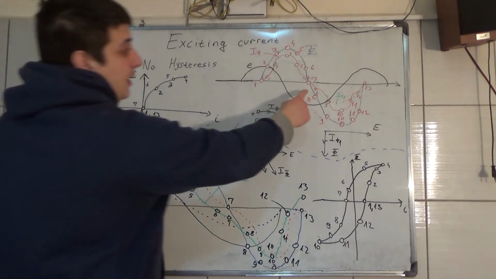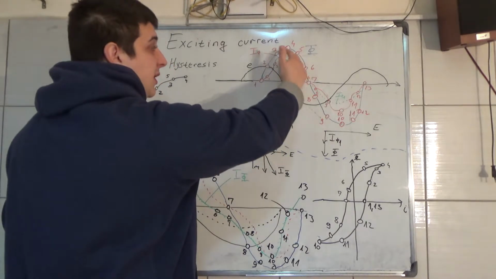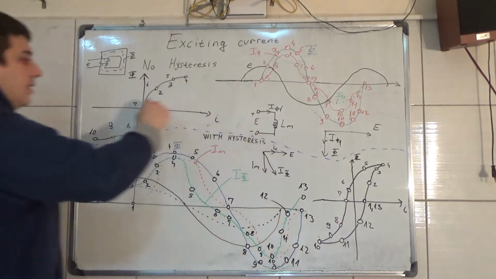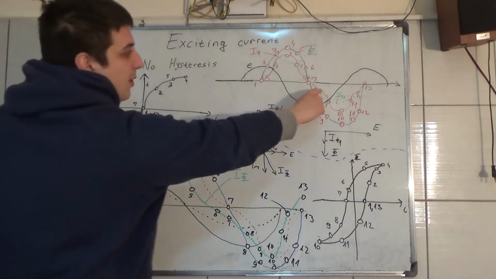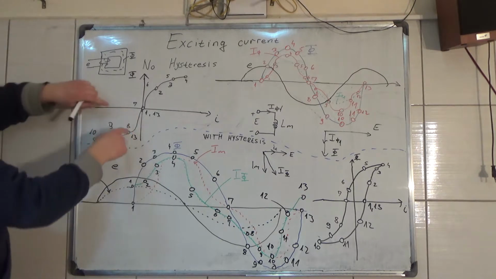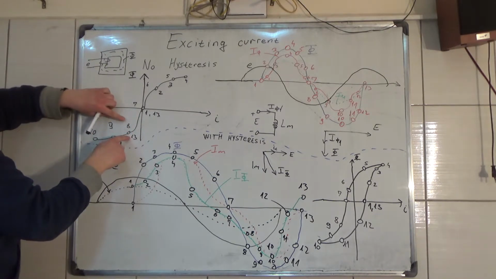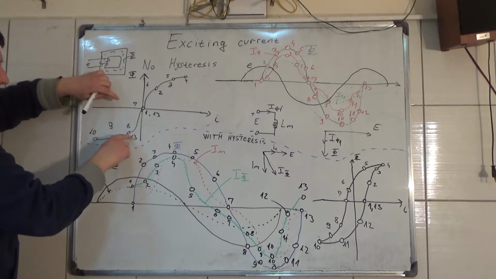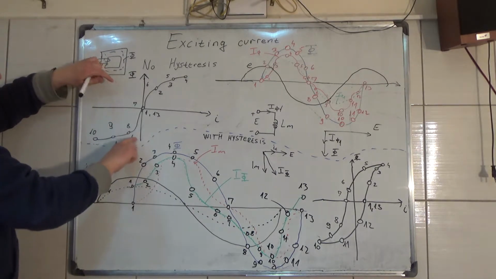Now, this was on the positive half of the cycle, and this all is on the negative. As you can see, it comes to point 8, the exciting current, but in the opposite direction. And here we have the magnetic flux. Sorry, this isn't number 13, this is number 12.